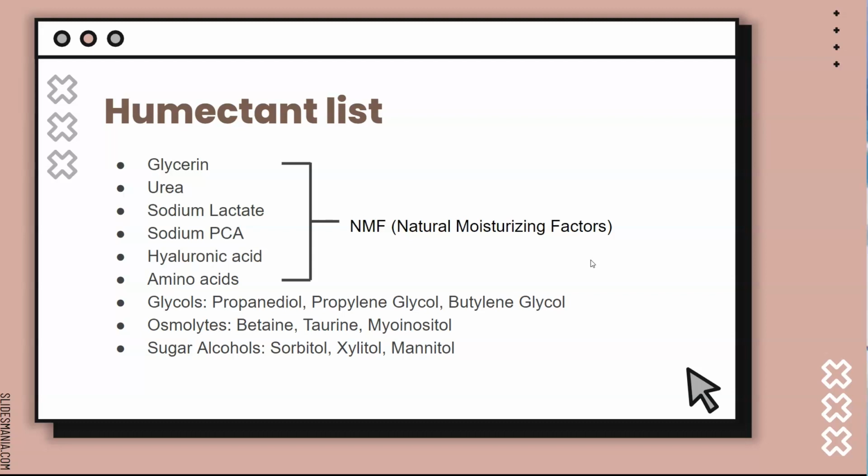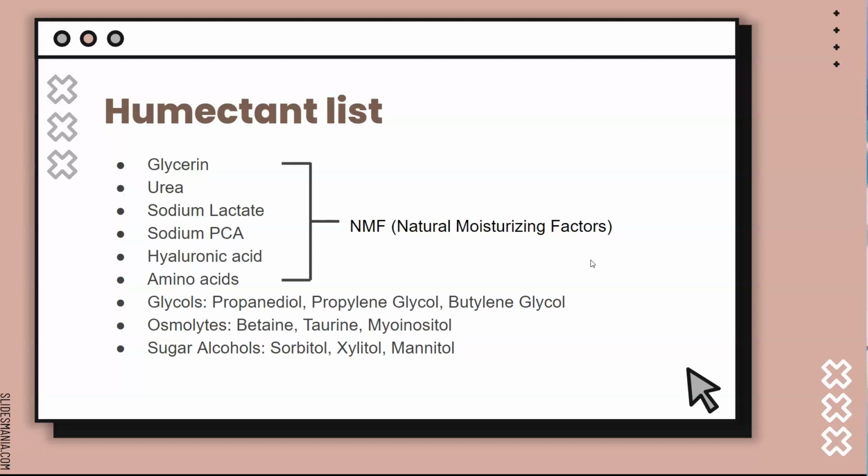We also can use glycols like propanediol, propylene glycol, butylene glycol, or osmolytes like betaine, taurine, or myo-inositol. We can also use sugar alcohols like sorbitol, xylitol, or mannitol. All of these humectants have different skin feel as well. Like glycerin is very hydrating, but the problem is if you use it in high concentrations, then it starts becoming sticky or tacky. Then you'd want to use other humectants like sodium lactate or sodium PCA, which can also increase your skin hydration, but they have a better skin feel than glycerin.